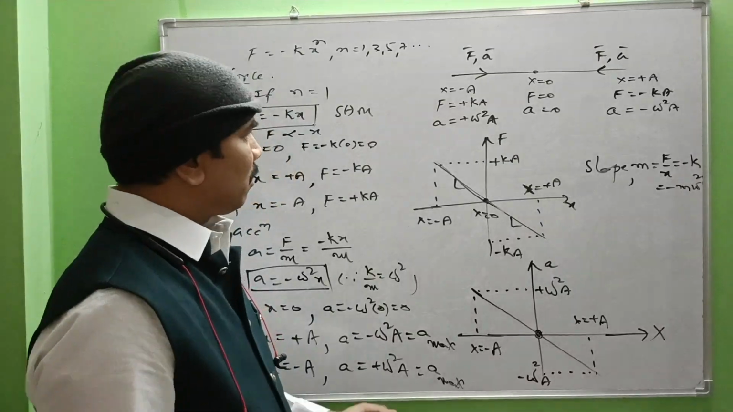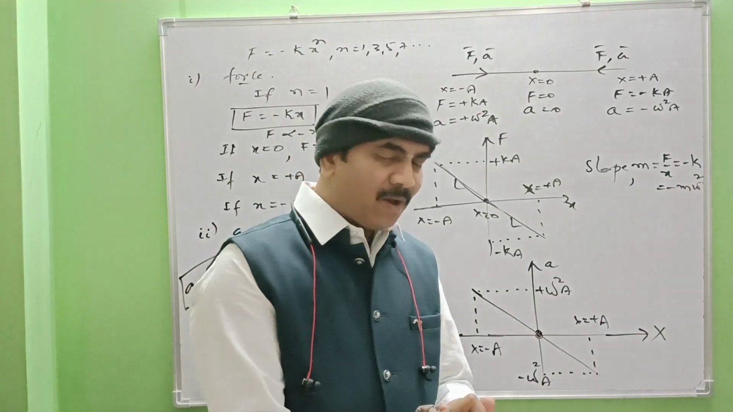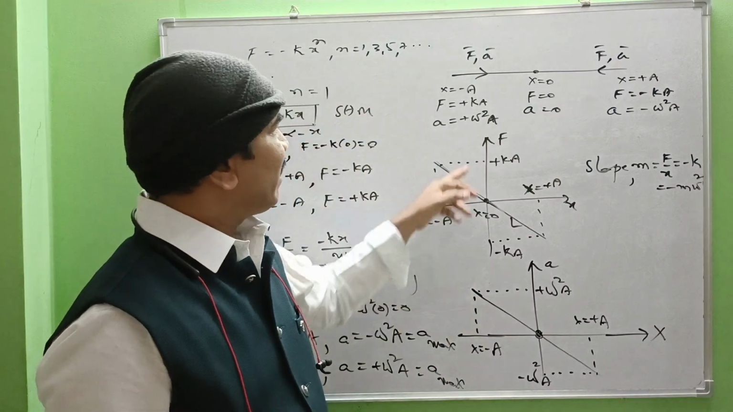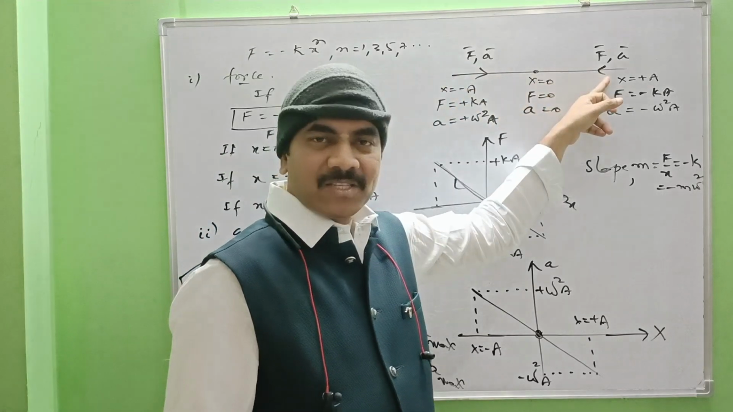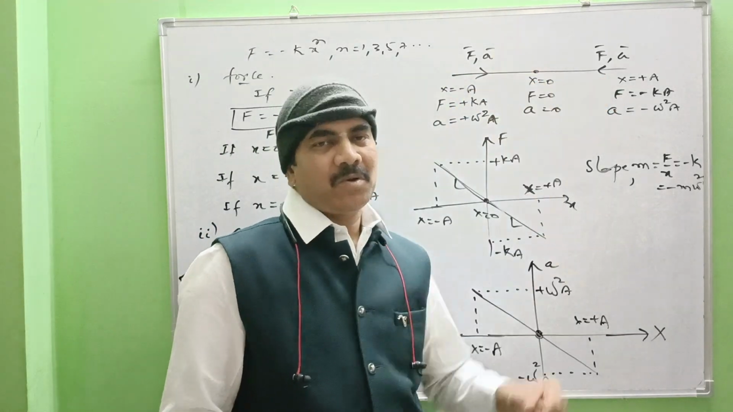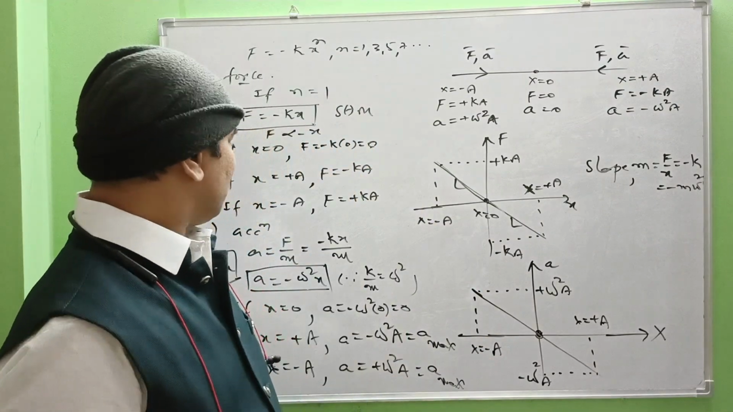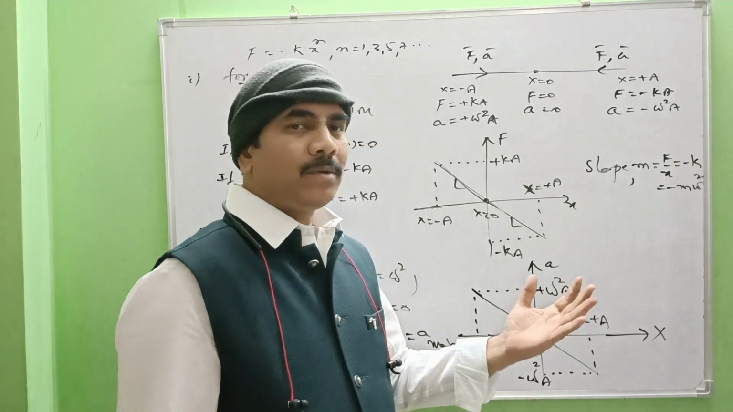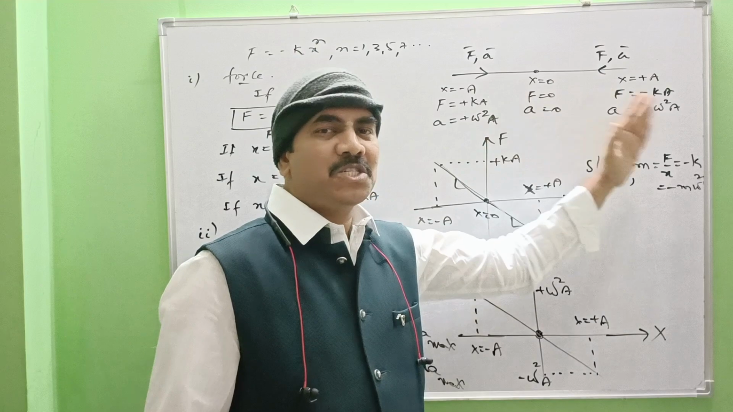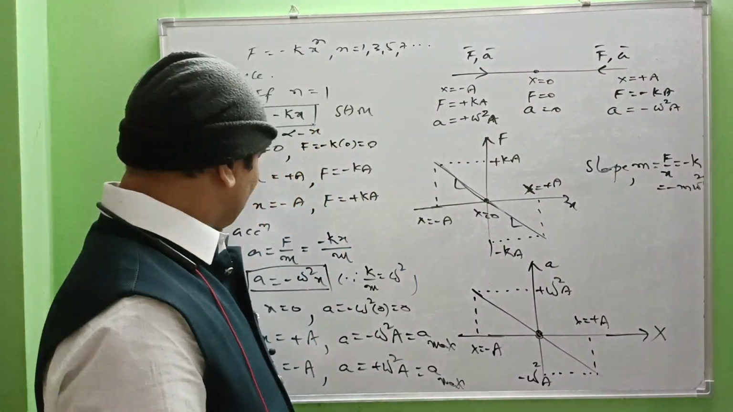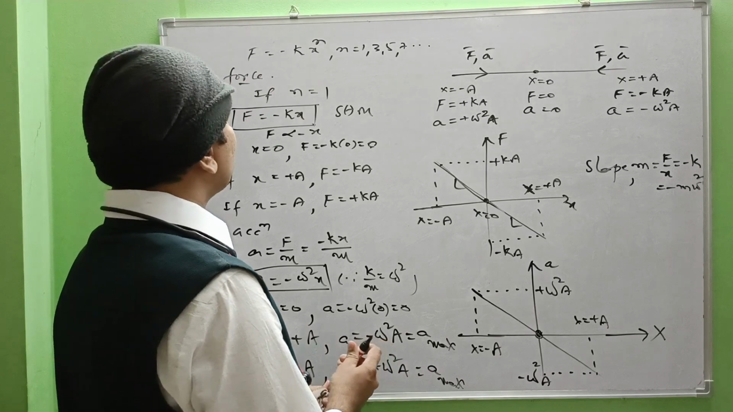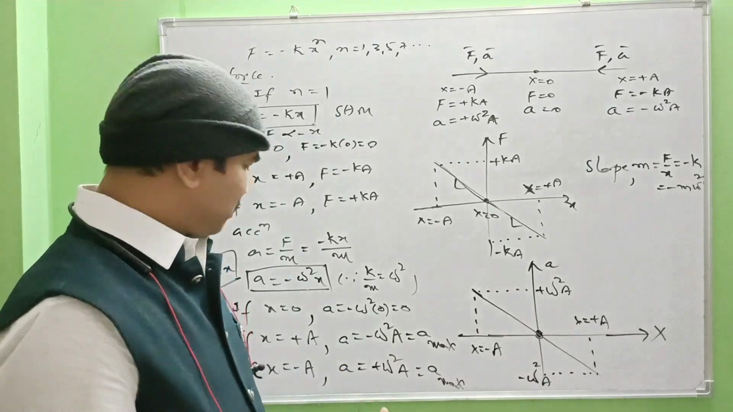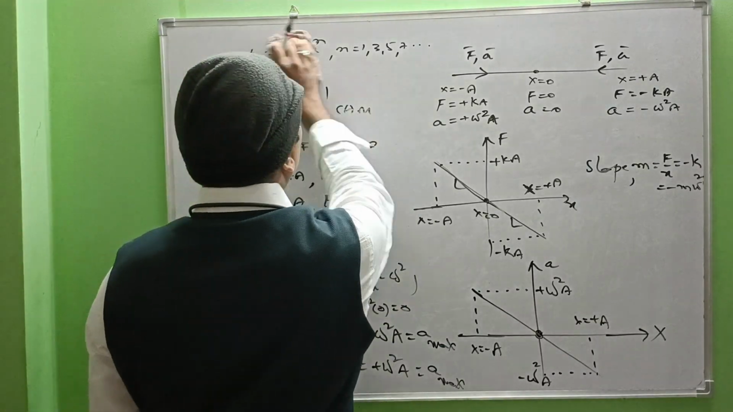So, during the oscillation of the particle, simple harmonically, we can find both force and acceleration are maximum at extreme positions and minimum at the mean position. Now coming to the variation of velocity with x: how the velocity of the particle varies with position. To get the relation, you have to consider the expression acceleration equal to minus omega square into x.